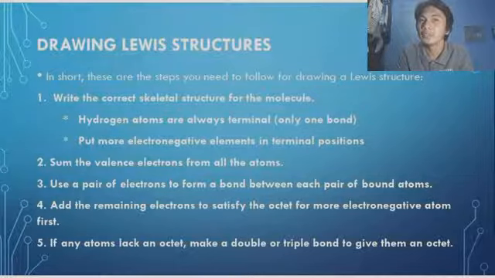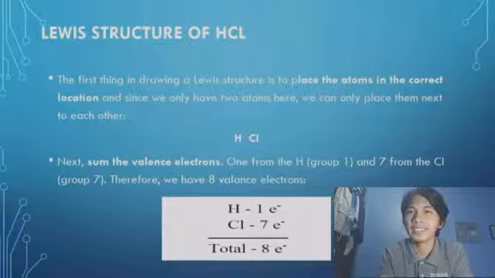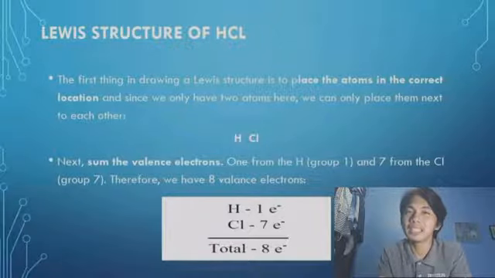And the fifth step, or the last step in drawing a Lewis structure: if any atoms lack an octet, make a double or triple bond to give them an octet. So these 5 steps are very clear and very understandable, so that it is easy for you to follow. Reminder that the valence electrons correspond to the group number of the elements.